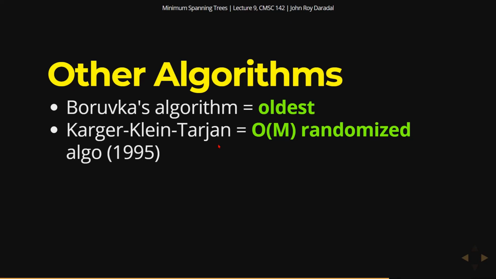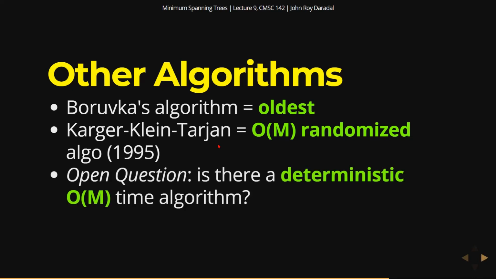And I say fairly recent, although it's almost 30 years ago, actually. It's more than 20 years ago. It's because compared to the other MST algorithms that were created in the 1950s, this one is fairly recent. Now, it's still an open question whether there is a deterministic O of M time algorithm.